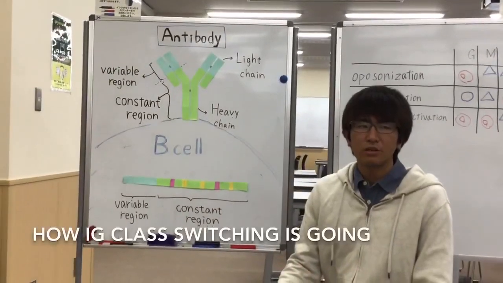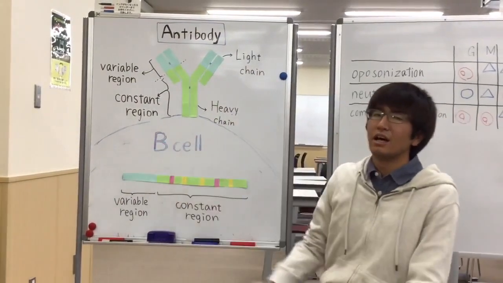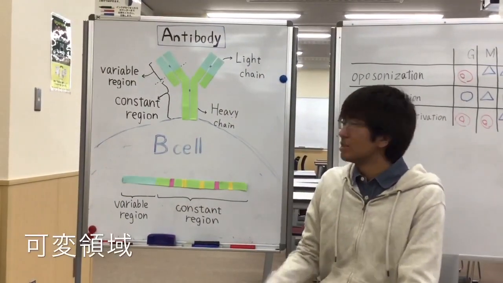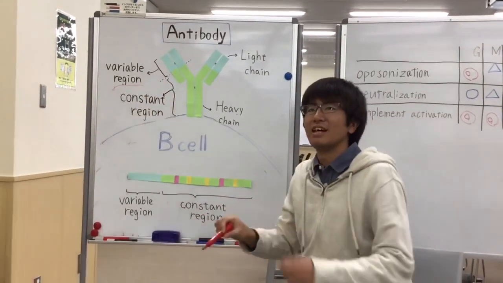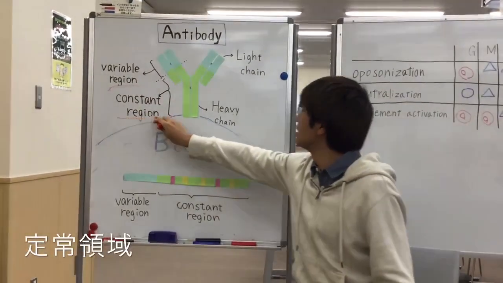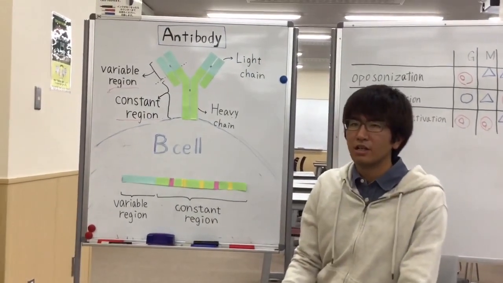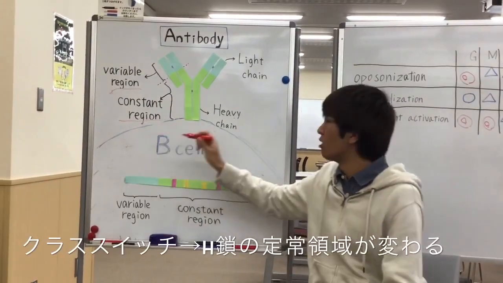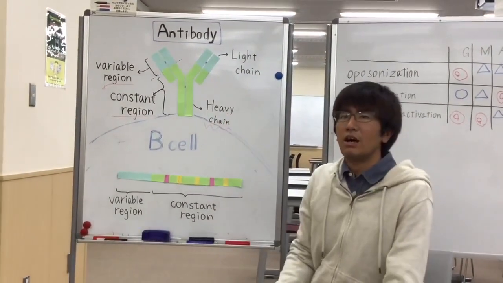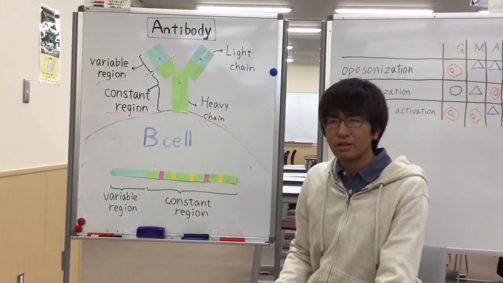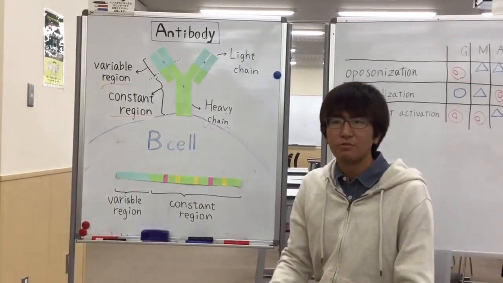The shape of antibody of human is like this. Antibody has variable region and constant region. When class switching happens, constant region of heavy chain transforms. Variable region has no effect on class switching. We'll explain in more detail about that.